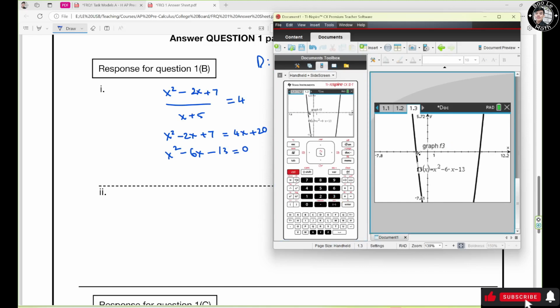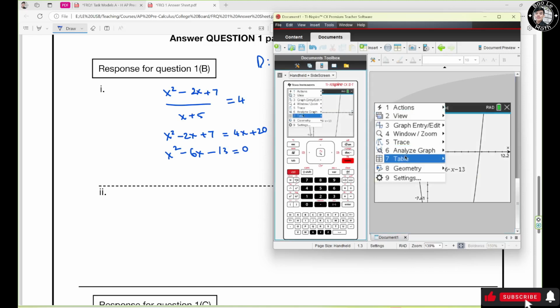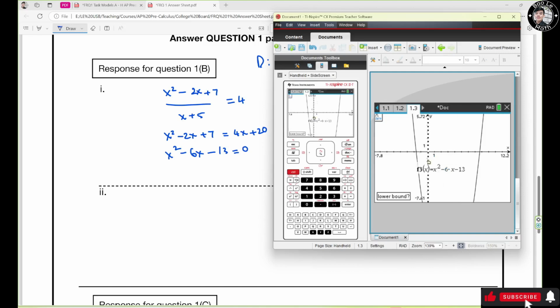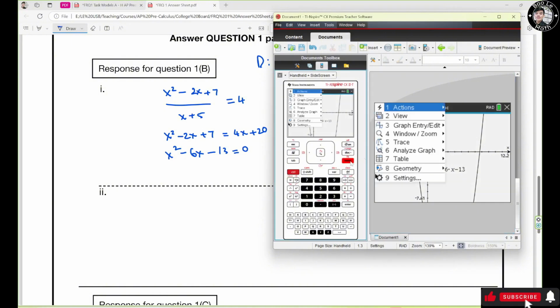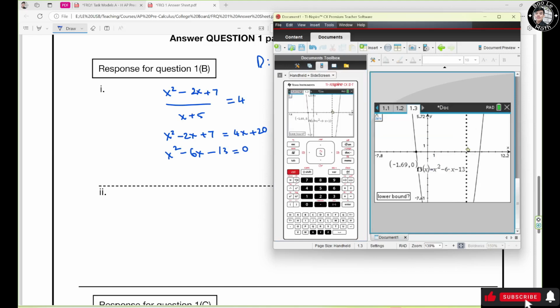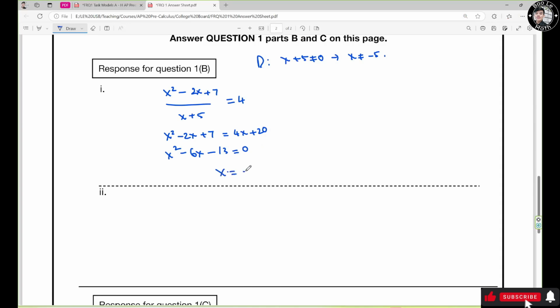Now you need to find two zeros, the left-hand side and the right-hand side. So you just hit menu, analyze graph, and zero. On the left and the right, it should be negative 1.69. And hit menu, analyze graph, zero. Move your cursor to the left of zero, move your cursor to the right of zero. It could be 7.69. So you have two solutions: s equals negative 1.69 and s equals 7.69. Alright, keep that in mind.